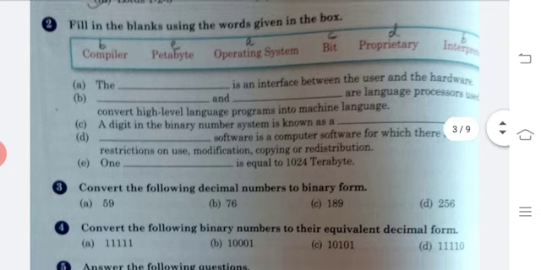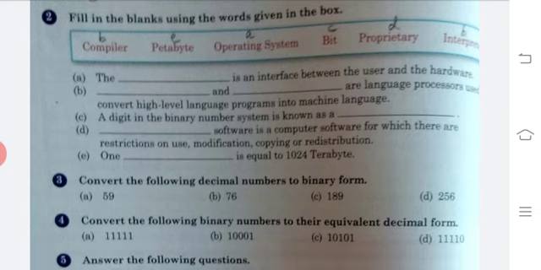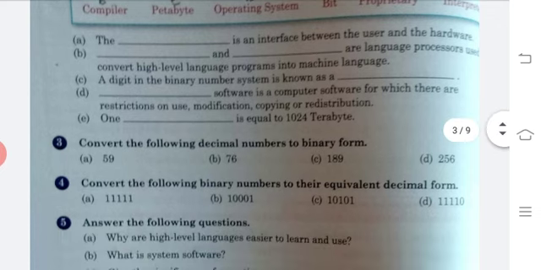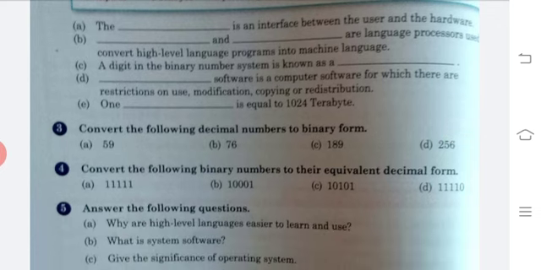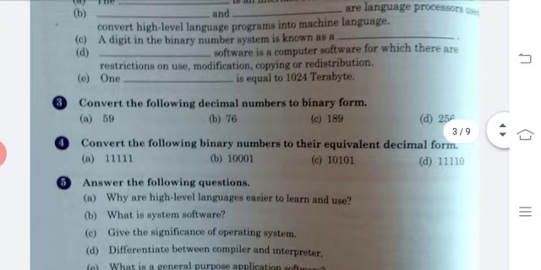E number, 1 dash is equal to 1024 terabyte. The right answer here is petabyte. 1 petabyte is equal to 1024 terabyte. Question number 3 and 4 I had discussed earlier in my video. All of you watch and clear this. So all of you watch my video on decimal to binary and binary to decimal problems. Okay. After that you can solve this.